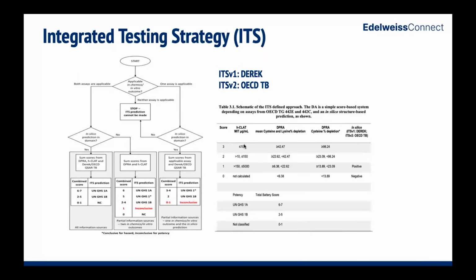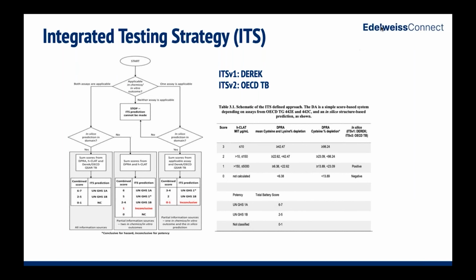assay system. For example, this is the score system for h-CLAT. If MIT is within 150 microgram per ml and 5000 microgram per ml, then the score contribution is 1. And if the MIT is between 10 and 150 microgram per ml, then the score contribution is 2. Same is in the case of DPRA. If the mean peptide depletion is less than 6.38%, then the score contribution is 0.